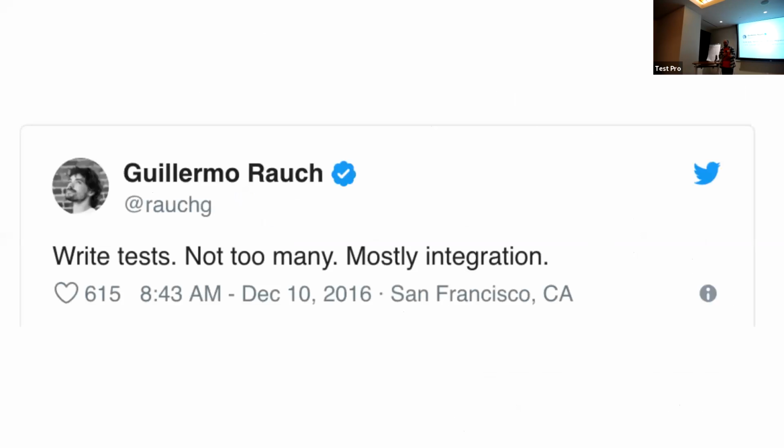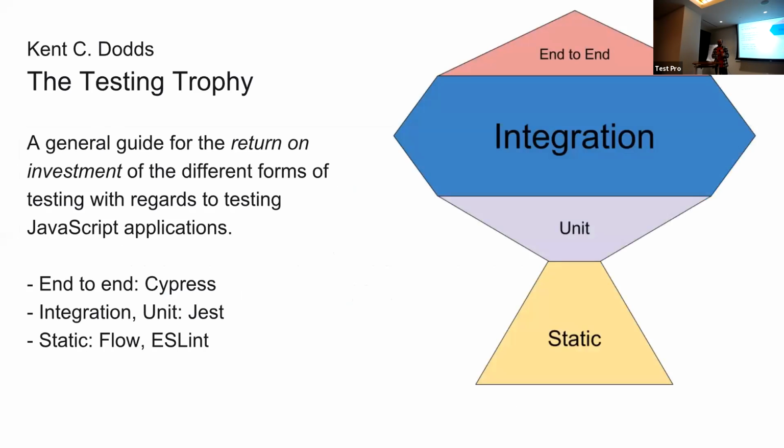There's another model. This guy has a good idea: write tests, not too many, mostly integration. Who's seen this? Nobody? Okay, fair enough. This is the testing trophy, which I think is cool because it looks completely and totally ridiculous. But the point is the general guide for the return on investment for the different forms of testing.